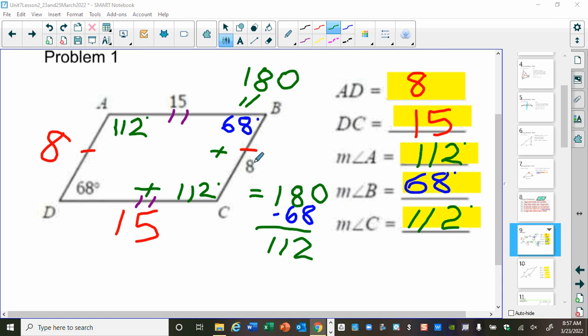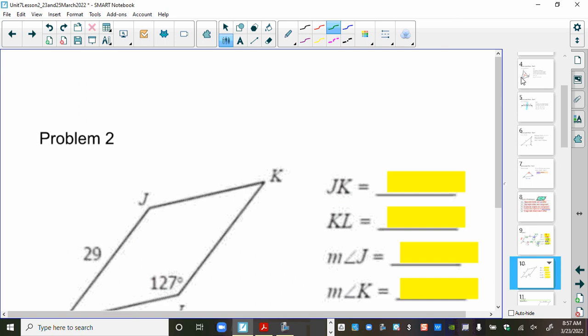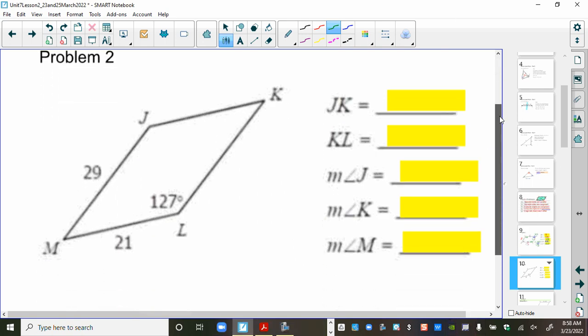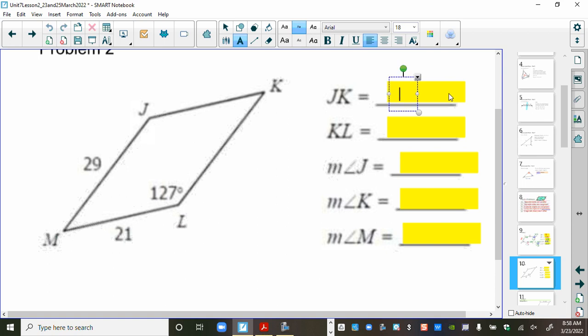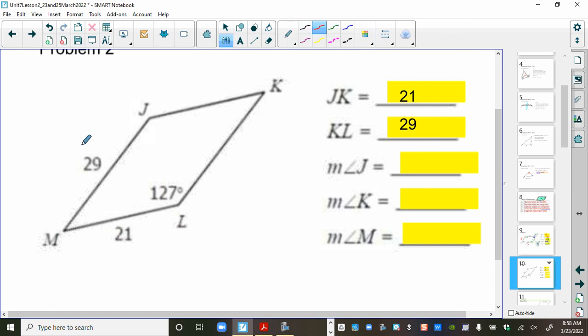All right. Given help from this problem, what are we going to do to get these? So, JK, did anybody get a value for JK? 21, very good. What about KL? Remember so far, across, up and down.